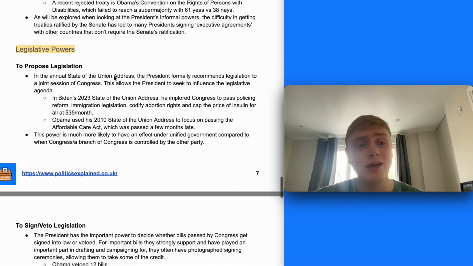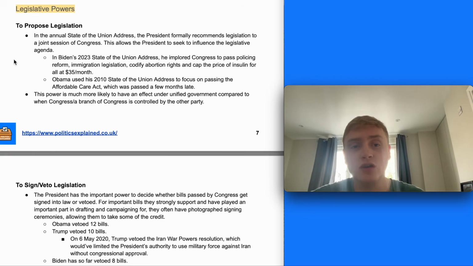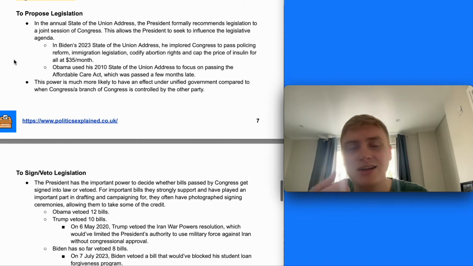In terms of formal legislative powers, they have the power to propose legislation. So in the annual State of the Union address, they formally recommend legislation to a joint session of Congress of the Senate and the House of Representatives. And that gives them the ability to try and seek to influence the legislative agenda.